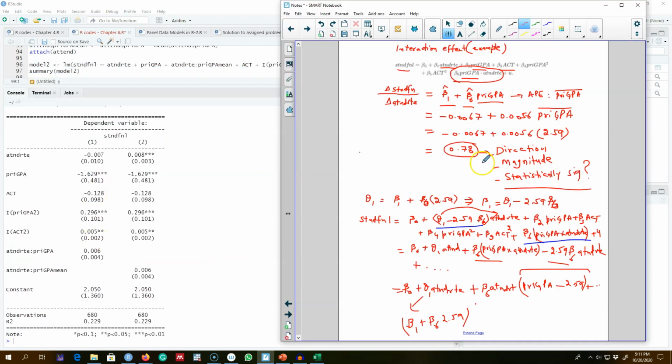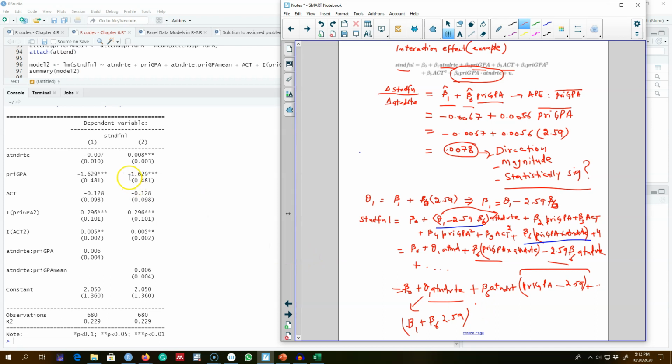In model 1 we are able to get 0.78 by manipulating this equation by inserting the mean value. However, we could not get the standard errors. As we can see in the second equation, theta 1, that is the coefficient value of attendance rate, is giving us this value straightforwardly, and this is exactly what we are getting here, 0.008, which is rounded; I'm sorry, this should be 0.0078. So we are getting 0.008 right here, and we are also getting the standard error, and the t-value is about 3, which means this interaction effect is statistically significant by using this equation.